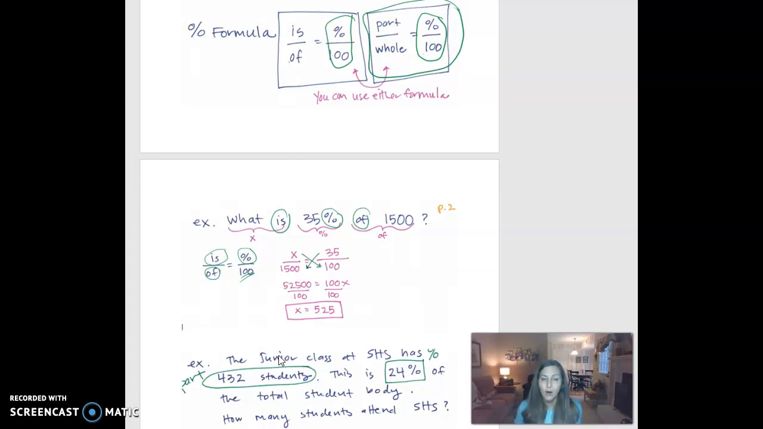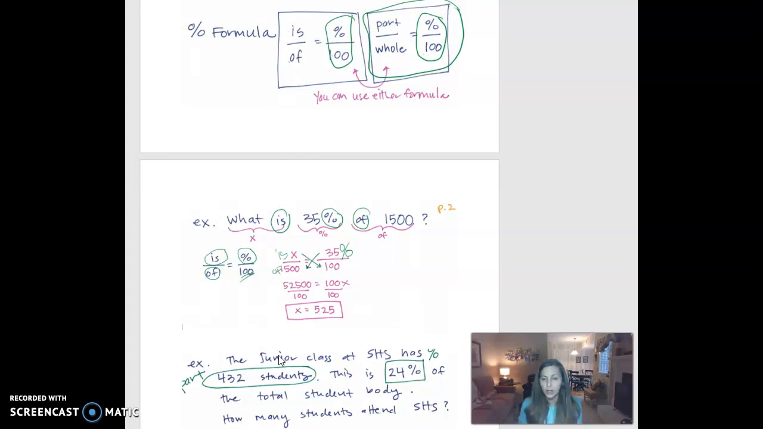35%. That automatically goes over 100. Your percent always goes over 100. Of 1,500. This is your "of" word, so it goes in your "of" spot. This is your "is," which we do not know, so it goes in your "is" spot. This is your percent, and this is 100.